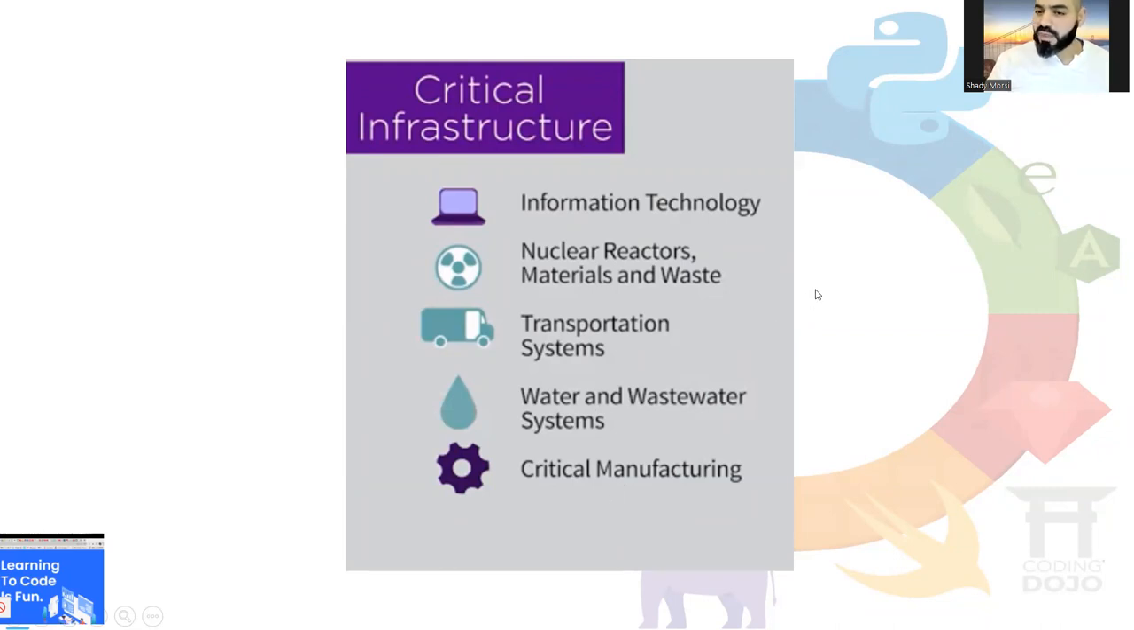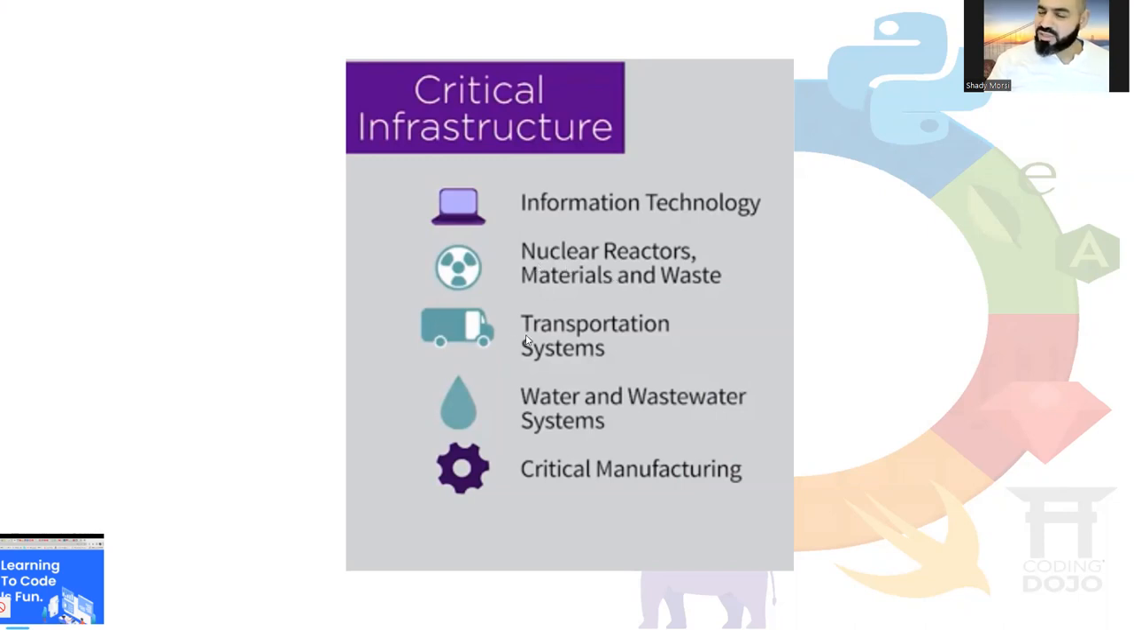If you study OT outside, especially in the US, they don't call it operational technology. They call it critical infrastructure. Why do they call it critical infrastructure? Because it's critical for the nation. It's not critical only for the individual, because usually who is running the nuclear facility?